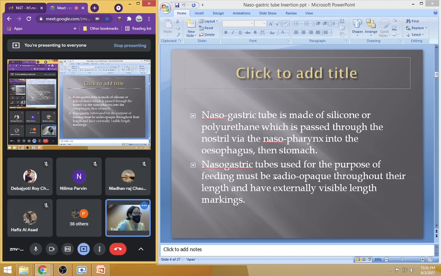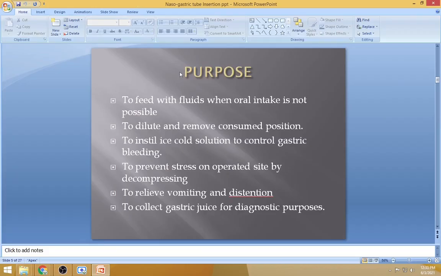Because of that, it has to be radio opaque. Okay. Then now the purpose, as you said, is to feed with fluids when oral intake is not possible, to dilute and remove consumed poison, to instill ice cold solution, to provide medication, to do treatment, and to prevent stress on the operator side by decompressing, then to relieve vomiting and distension.